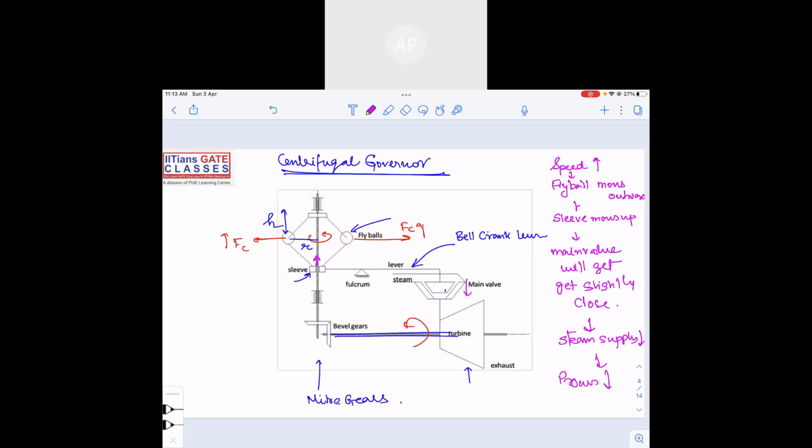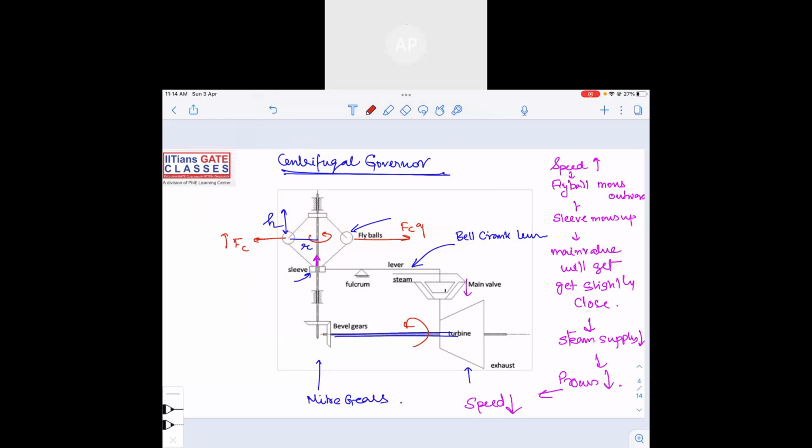Power will reduce. So if the power is reduced, what is going to happen? The speed of the turbine will reduce. So whenever there is a decrease in load, what is going to happen? The speed will increase. Turbine speed will increase.